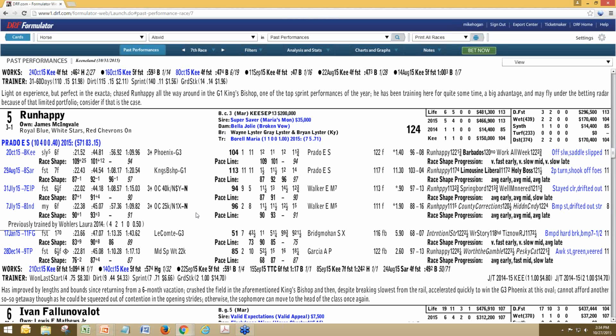If you want to have fun, if you have access to Twin Spires or to the DRF video on Formulator, that would be perfect. You call up Run Happy's past performances on Formulator. You go to his career debut, December 28th at Turfway Park. Go to the far right. Awkward start, green, veered. Click on that to watch the video of Run Happy's career debut on Polytrack at Turfway Park, and I promise you it's worth it.